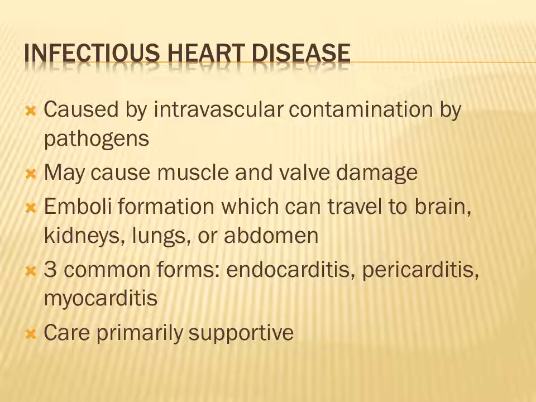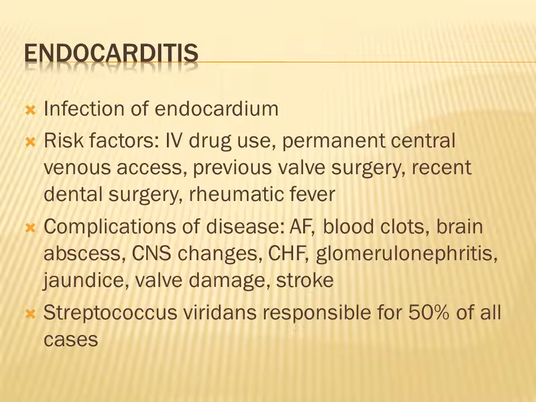Infectious heart disease is what it sounds like. Something has infected the heart, some type of pathogen. It can cause muscle and valve damage. It can also cause emboli that will travel to the brain, the kidney, lungs, or abdomen. There are three common forms, and they're named by their location in the heart, or the heart layers: endocarditis, pericarditis, and myocarditis. Endocarditis is infection in the endocardium.